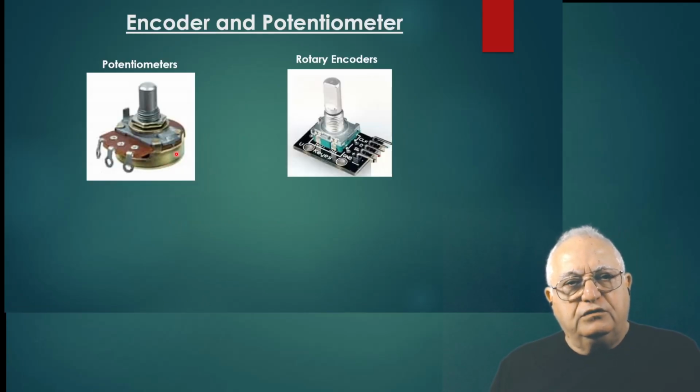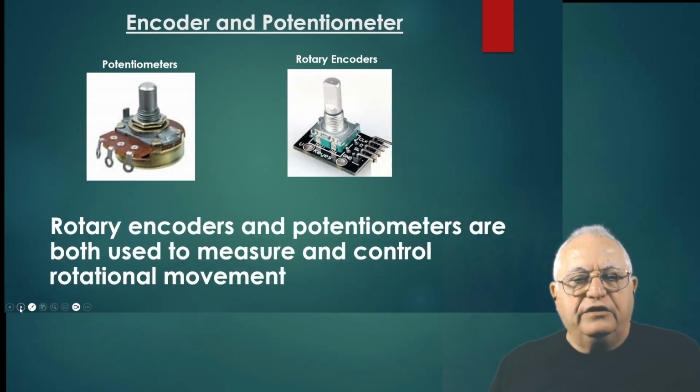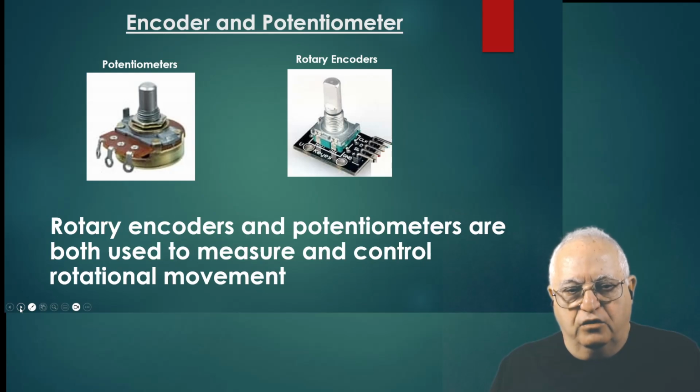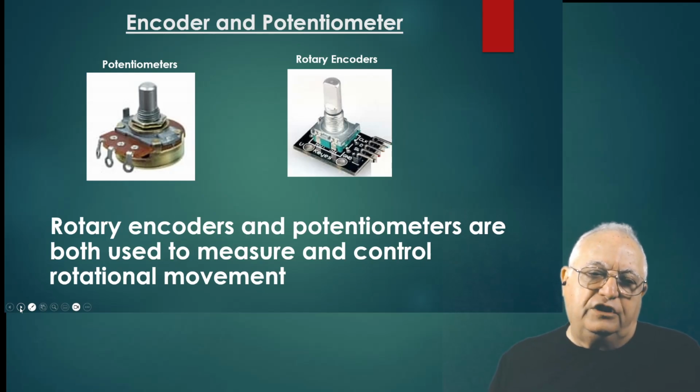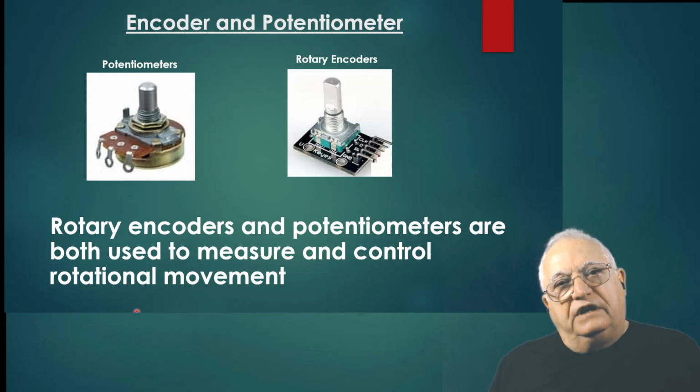So this picture shows you the potentiometer and the rotary encoder. Physically, they are somewhat similar, but the rotary encoder is a digital device, and the potentiometer is an analog device. Rotary encoders and potentiometers are both used to measure and control rotational movement. Either you rotate the potentiometer or you rotate an encoder, that's going to send a signal to the microcontroller, and then you have to take some action.